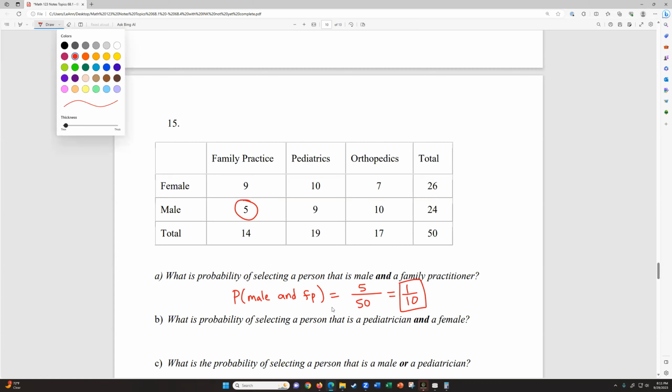Okay, now let's do a different color just to make sure we can show it on our table easily. Pediatrician and female.